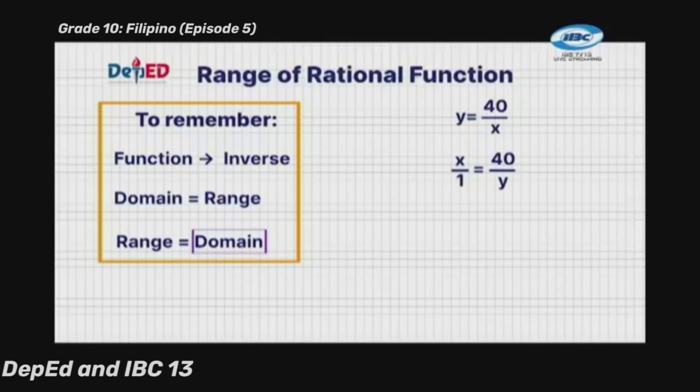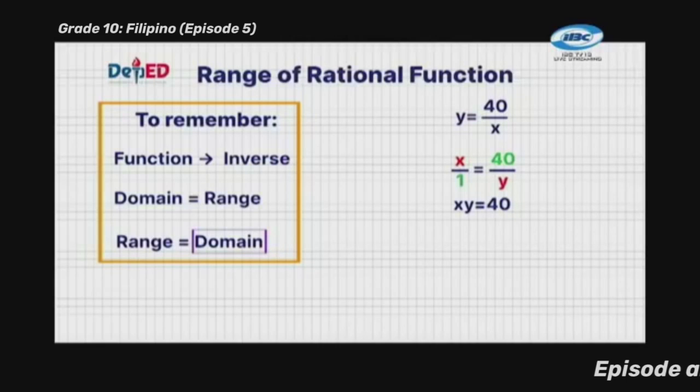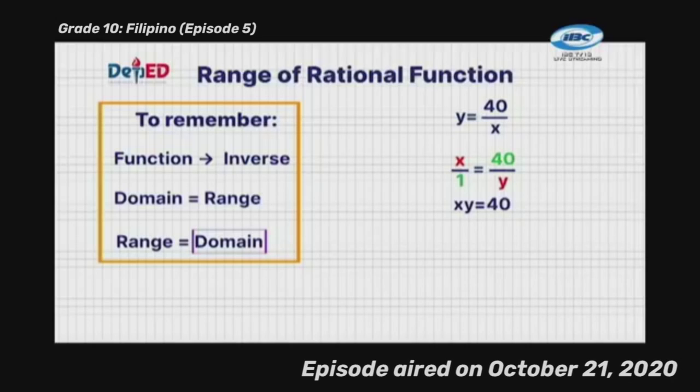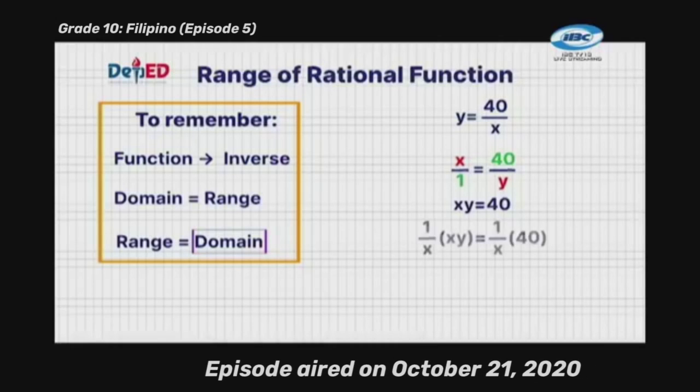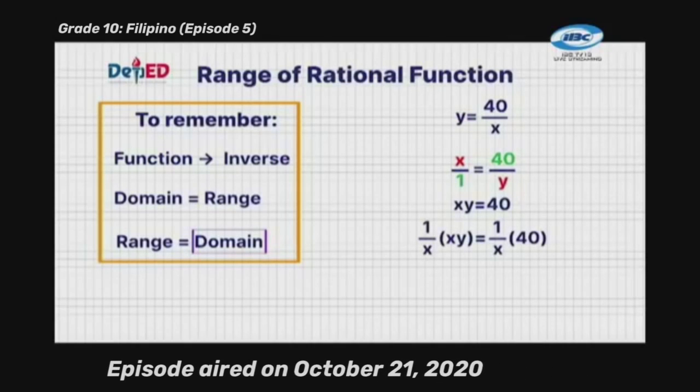And we know that this can also be written as y is equal to 40 over x. To get the inverse, interchange x and y. This will give us x equals 40 over y. We then solve for y. Let's try it. Since this is an equation, we may use the process in solving a rational equation.